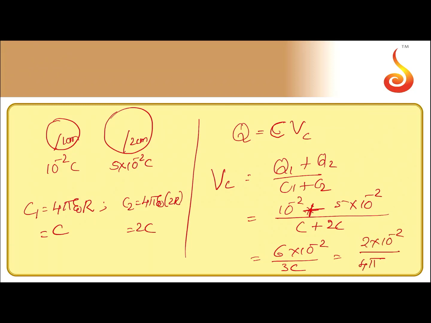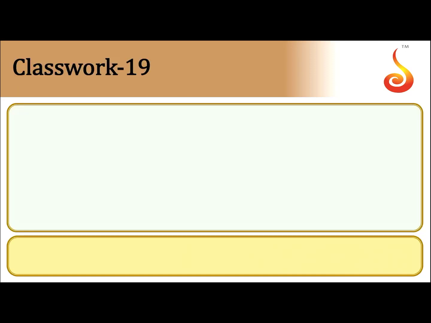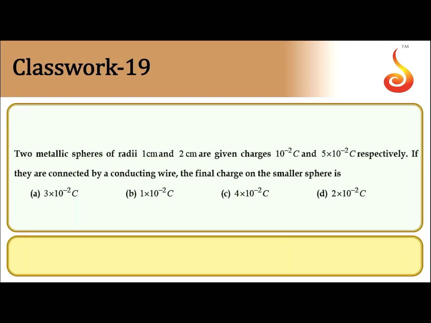C is 4 pi epsilon naught R. Now it is easy to substitute. What is the value of R? R is the radius of the first conductor. So you can substitute and simplify, and upon simplification we get the answer as 2 into 10 to the power of minus 2 coulombs. So the charge on the smaller sphere becomes 2 into 10 to the power of minus 2 coulombs.